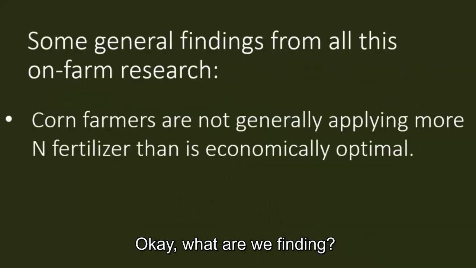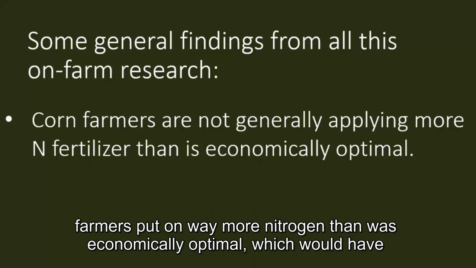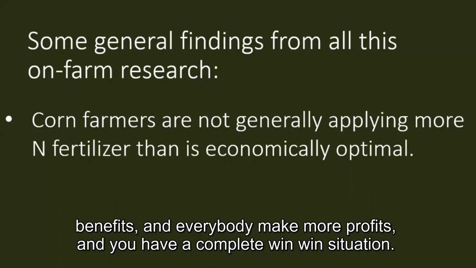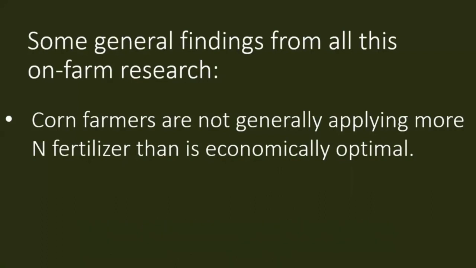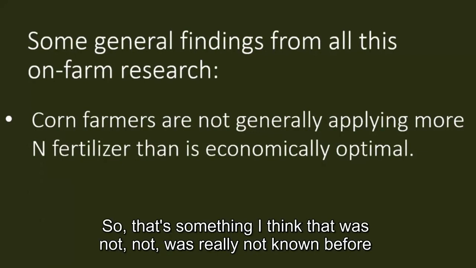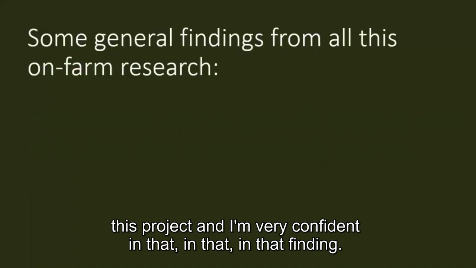What are we finding? Some general findings. When we went into this, a lot of people were saying that a lot of corn farmers put on way more nitrogen than was economically optimal, which would have been good, in the sense that you could then cut nitrogen, get environmental benefits, and everybody makes more profit, a complete win-win situation. We're not seeing that. We're not seeing egregious amounts of nitrogen being put on and farmers losing money. That's something I think was really not known before this project, and I'm very confident in that finding.